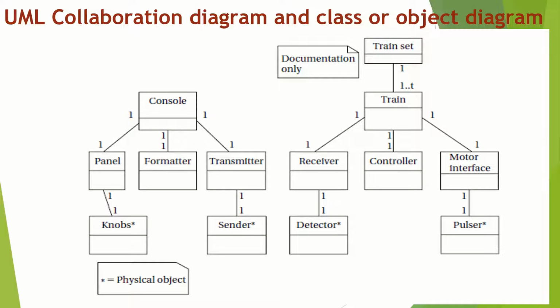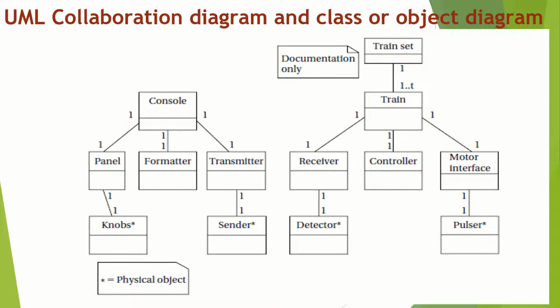So coming to the console class, it uses three different classes. One is the panel class, next one is the formatter class, and the last one is the transmitter class. The console class describes the command unit's front-end panel, which contains analog knobs and hardware to interface the digital parts of the system. The behavior of the formatter class is to read the panel knobs and to create the bit stream for the required message. The transmitter class interfaces the analog electronics to send the message along the track.